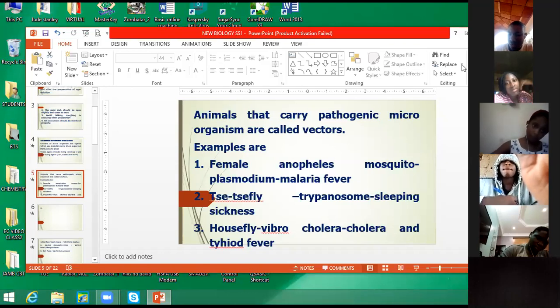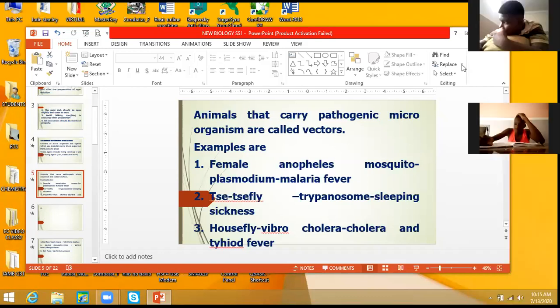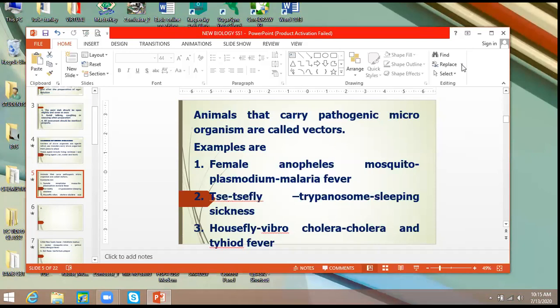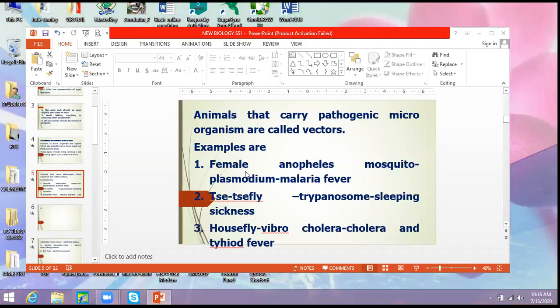But the animals that carry pathogenic, meaning harmful, microorganisms are called vectors. Please don't forget that. Vectors are animals that carry pathogenic microorganisms. That's the definition of vectors. Please put that at the tip of your fingers. Now, let's look at some vectors.